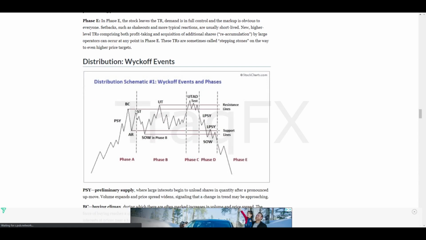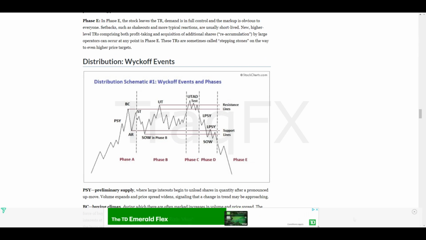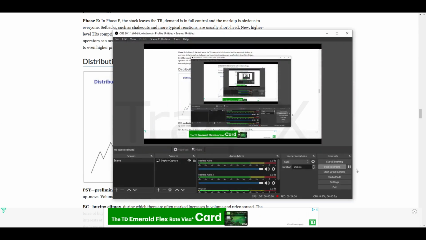Now after the BC, we have our secondary test, which is just testing any little bit of supply in the BC, and then the market pushes down and gives us a sign of weakness. After that sign of weakness, you're followed by a UT, and the sign of weakness is basically the market breaking a previous significant low, which identifies that the market is overall bearish now.